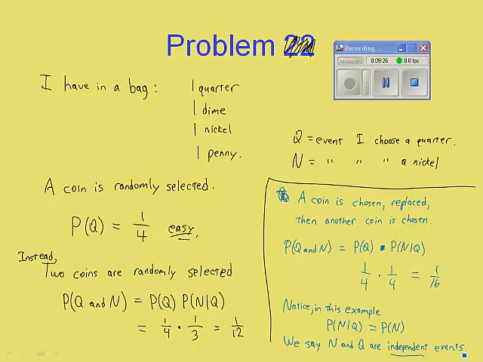Why do they say independent? Because one doesn't affect the other, because you put the one back. But in the first example, the probability depends on what happens. Okay? Hopefully that'll get you through the homework.